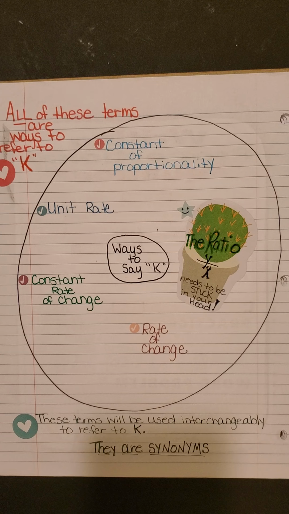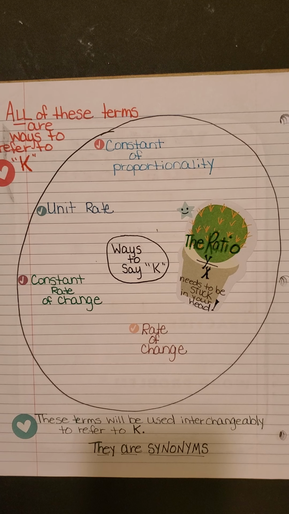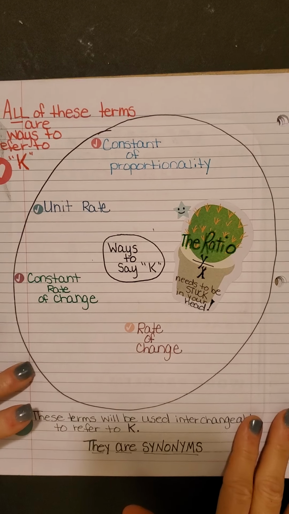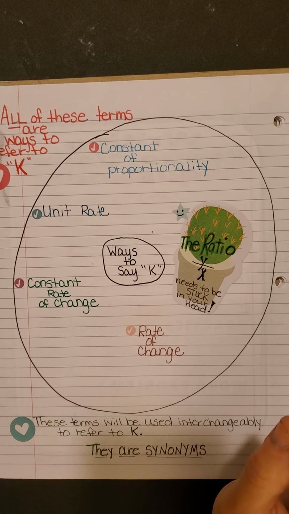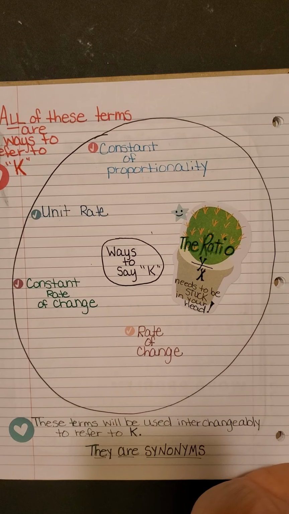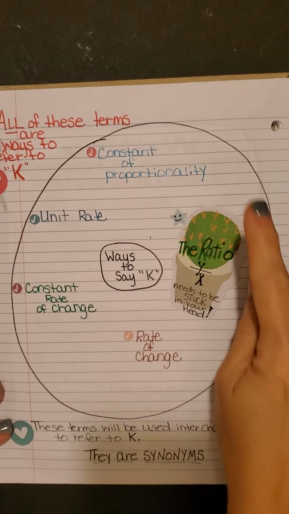Okay, guys, I want to talk to you a little bit about just some ways to say K. We're going to go over several things in this video, and then you're going to do a little bit of practice. But this is just a circle map that is showing all the different ways to say K. You need to understand that K means all of these things interchangeably.